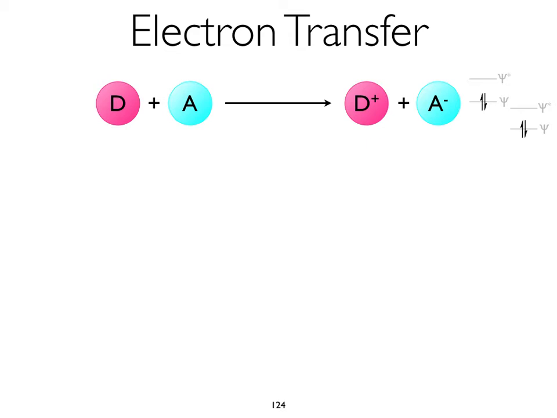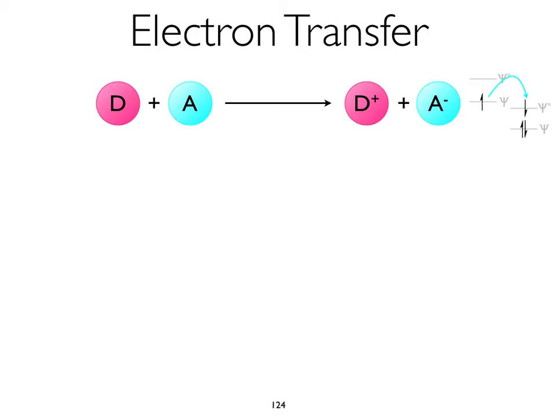Now this happens because of the relative alignment of the energy levels on my donor and my acceptor. What happens is the HOMO, the highest occupied molecular orbital on the donor, is higher in energy than the lowest unoccupied molecular orbital, the LUMO, on the acceptor. Therefore, there's a net gain in energy, a lowering of the overall energy of the system, if I transfer an electron between the donor and the acceptor. This means that I can do work in my system.